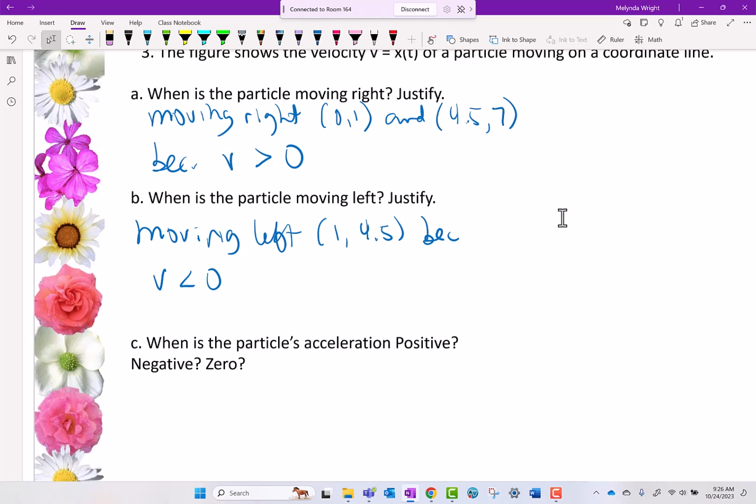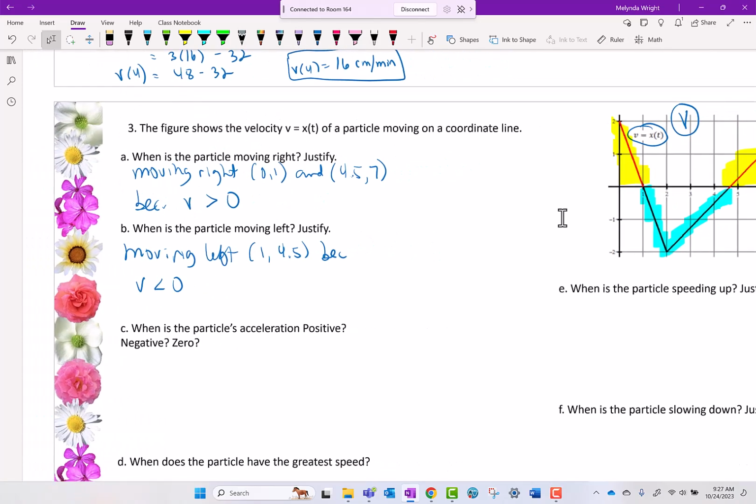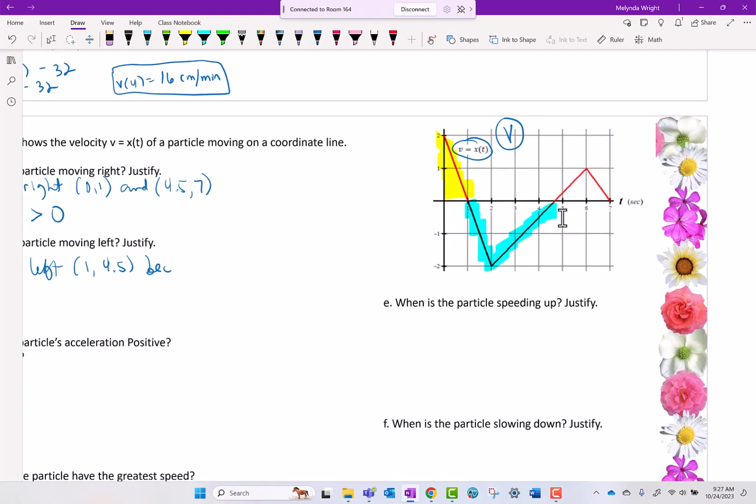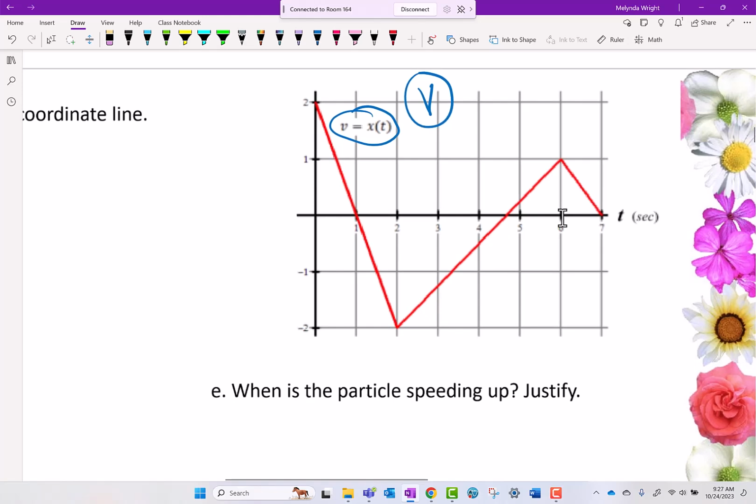When is the particle's acceleration positive, negative, and 0? Ooh, okay, they're talking crazy talk now. Acceleration. How in the world am I going to read acceleration off of a velocity graph? It's the slope. Absolutely, it's the slope. Think about that, the velocity is the first derivative and acceleration is the second. So I'm looking at slopes.